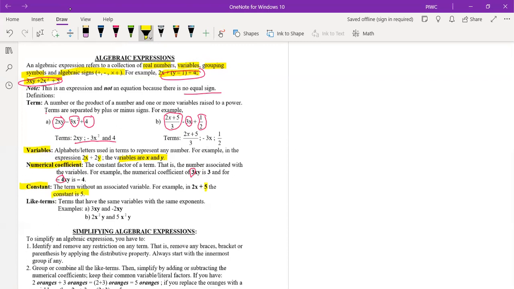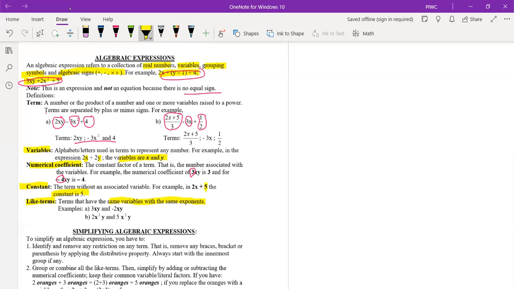All right. Then we want to talk about what we refer to as like terms. When we talk about like terms, we're talking about terms that have the same variables with the same exponents. Two things: same variables with the same exponent. They're raised to the same exponents. Now, let's look at an example.